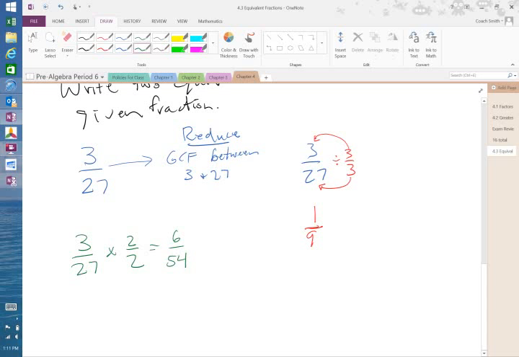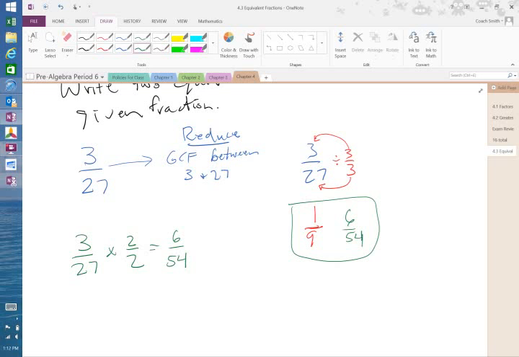Okay, 6 over 54. So then my other fraction is 6 over 54. So those are the two answers to this specific problem. You don't list the original fraction in the answer. You only list the two new fractions that we came up with by reducing the fraction and then increasing the original fraction.